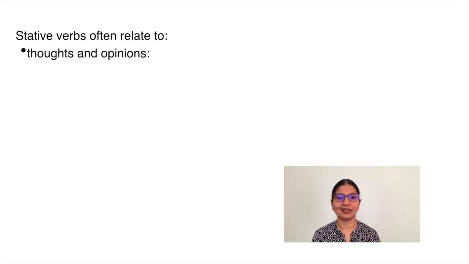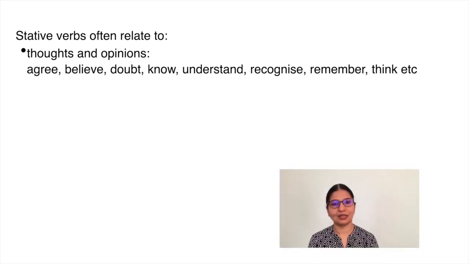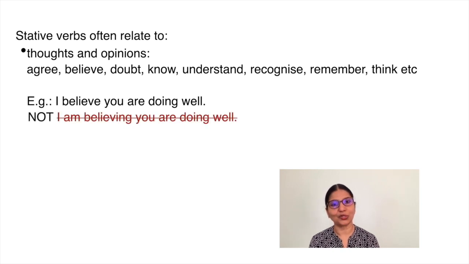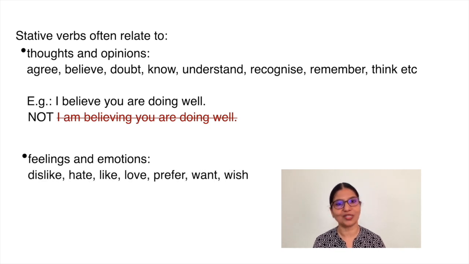Stative verbs often relate to thoughts and opinions. Examples can be agree, believe, doubt, know, understand, and so on. So for example, we can say, I believe you are doing well, and we are not allowed to say, I am believing you are doing well, because you know that believe is a stative verb and we cannot use it in the continuous form.